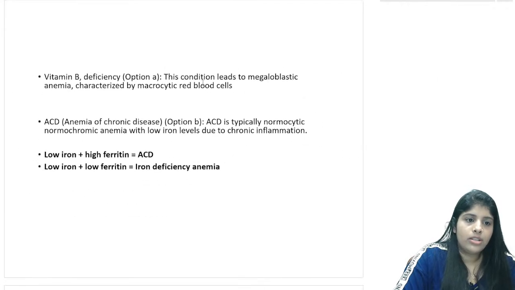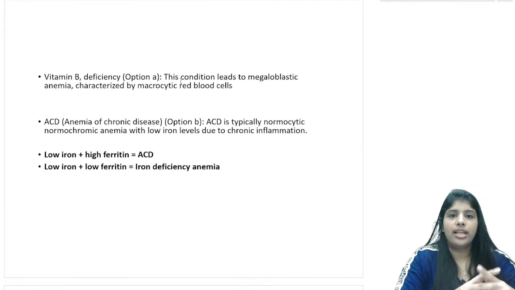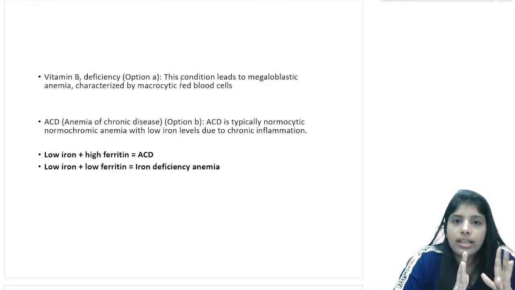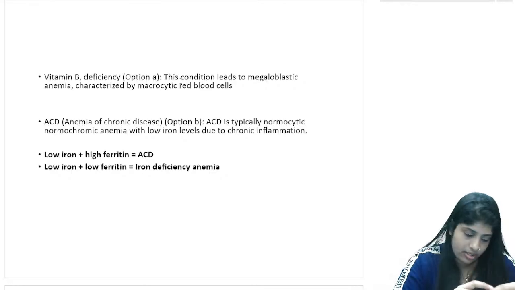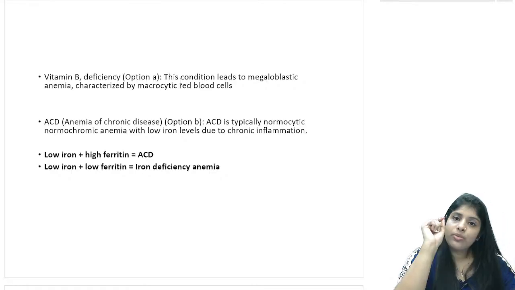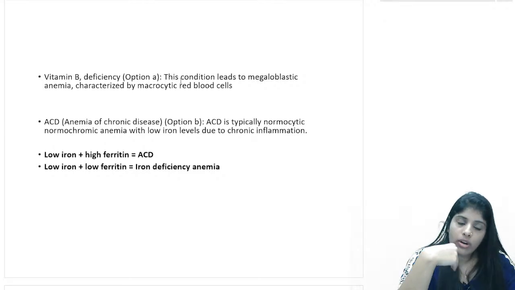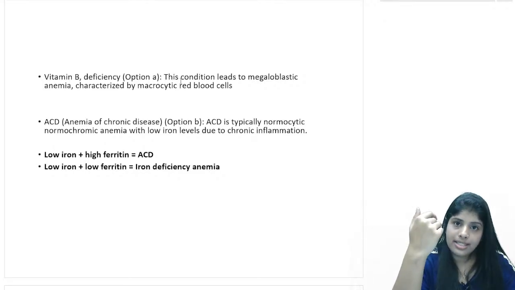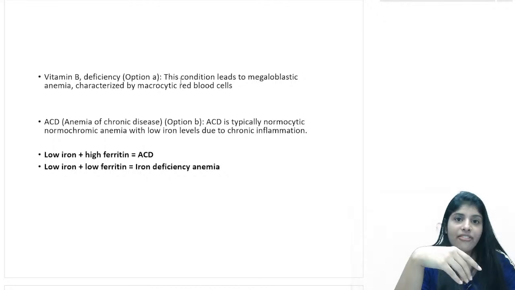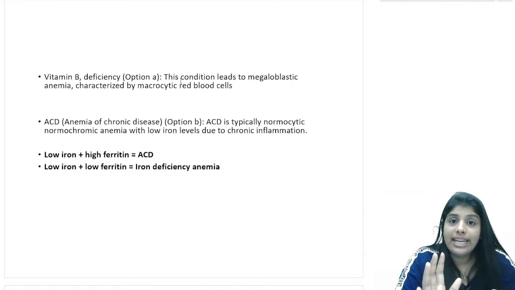So the first thing, what is the option? Option A is vitamin B deficiency. What does vitamin B deficiency do to our body? When we have vitamin B12 deficiency, when there is decreased vitamin B12, the thymidine decreases. When this happens, there is impaired DNA synthesis.